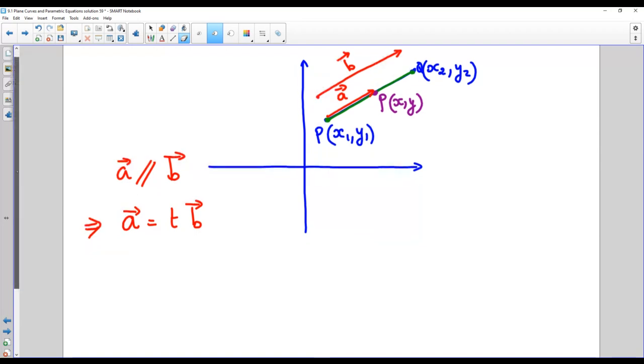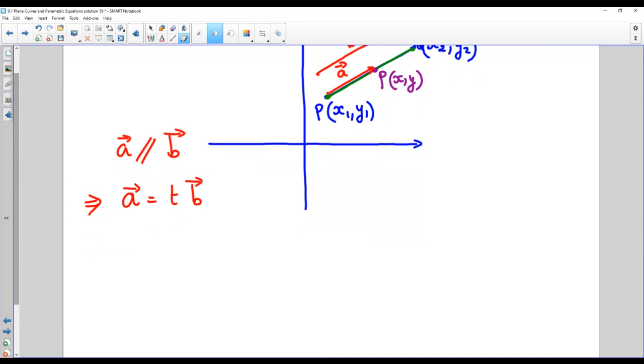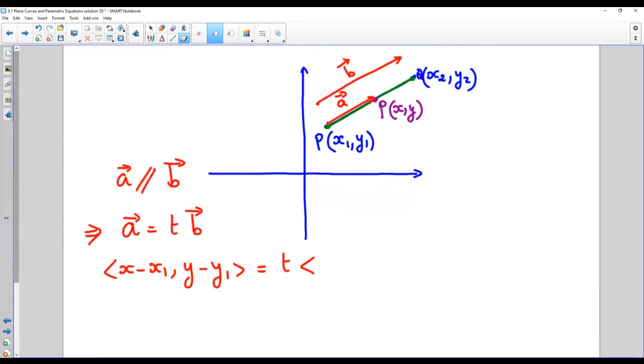Now, if you look at the vector A, of course, the vector A will be x minus x1 and y minus y1. This vector is going to be equal to t times the vector B. What is the vector B? What are the components of the vector B?